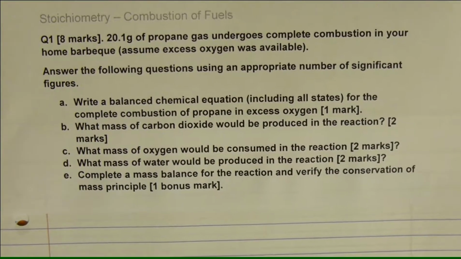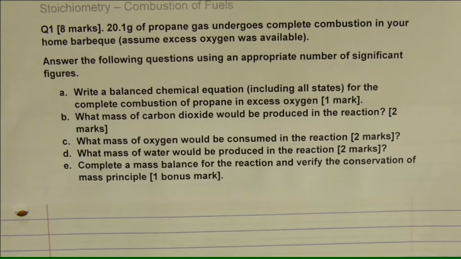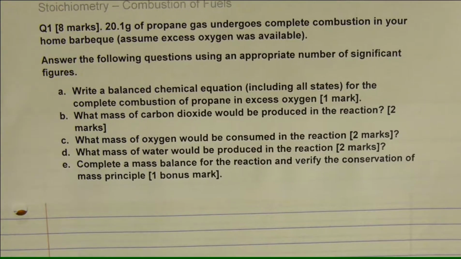A. Write a balanced chemical equation, including all states for the complete combustion of propane in excess oxygen. B. What mass of carbon dioxide would be produced in the reaction, for 2 marks. C. What mass of oxygen would be consumed in the reaction. D. What mass of water would be produced in the reaction. Each of these are worth 2 marks.